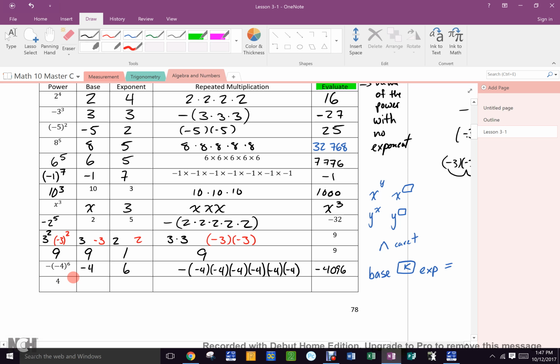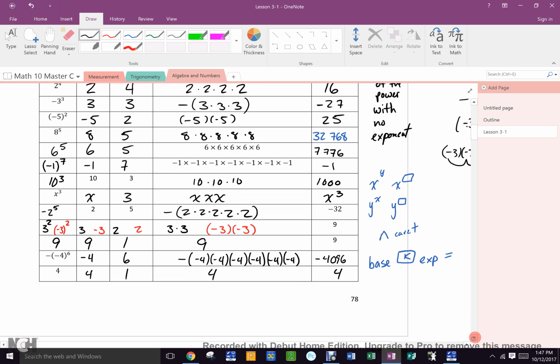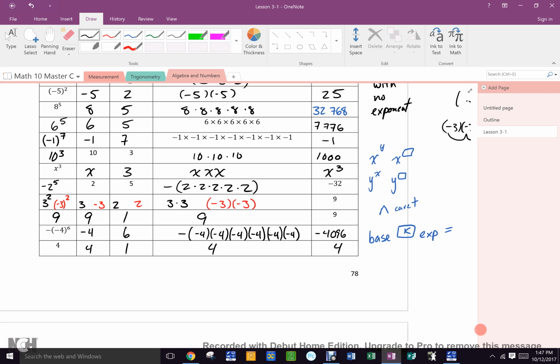What's the base? What's the exponent? How do I write it? What's the value? Excellent. Now, before we go on, I want to make sure that you are aware of something. You've already written it on here a couple of times. You may need to write it down again, or you may actually remember it.